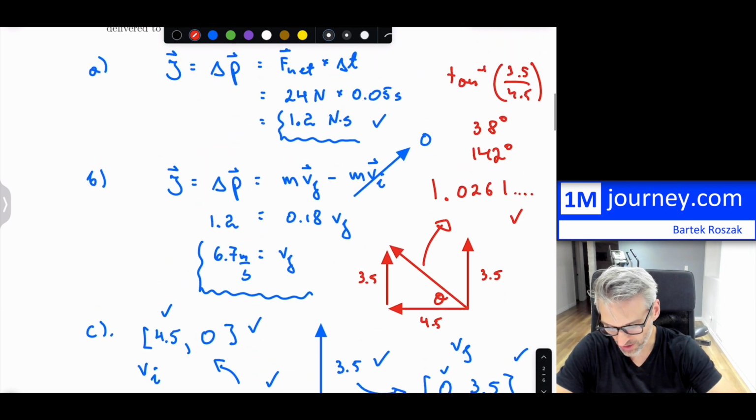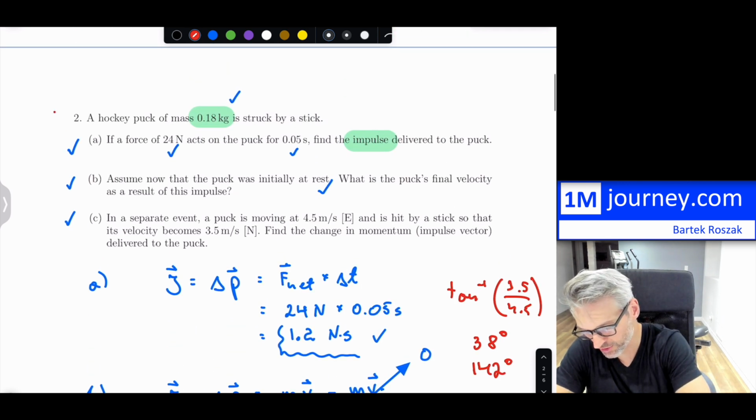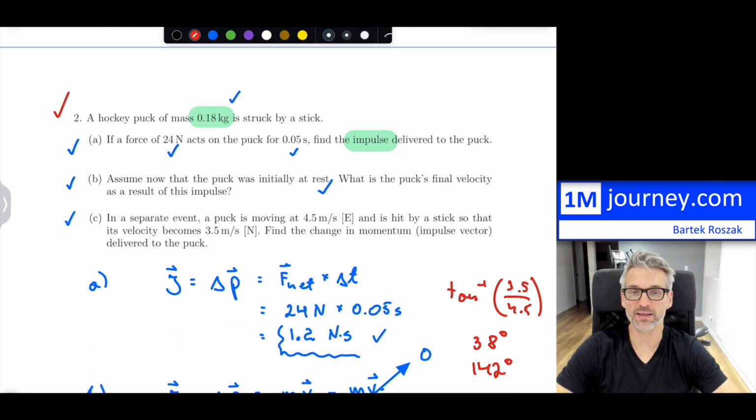All right, so that's another question. This was question number 2. It's a fun question relating impulse and changes in momentum.